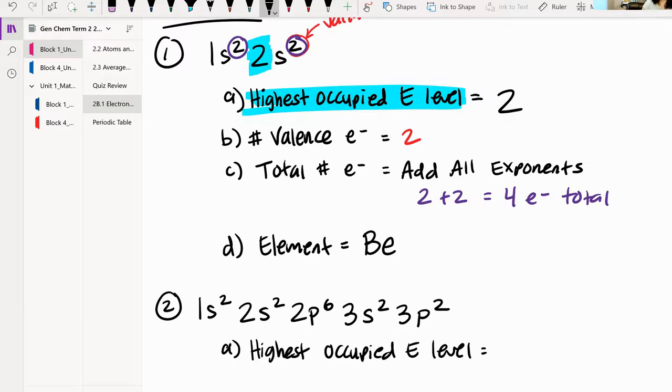Okay, we're going to go through the same set of 4 questions for this example. A, what is the highest occupied energy level? And so for energy level, I think one thing, coefficients. That's what I'm looking at. I need to find the biggest coefficient. So I got 1, 2, 2, 3, 3. Okay, 3 appears to be the biggest coefficient. So I'm going to highlight the 3s. Those are highest occupied energy levels. So my answer is 3, because that's the largest coefficient present.